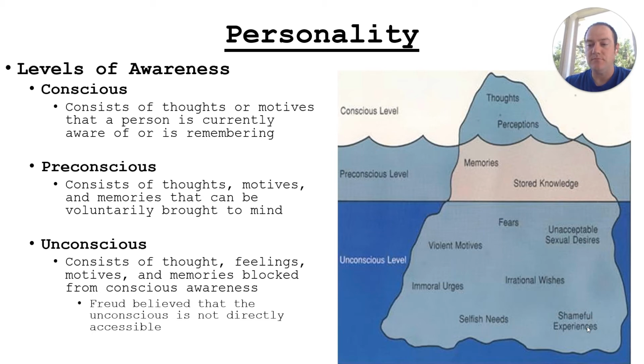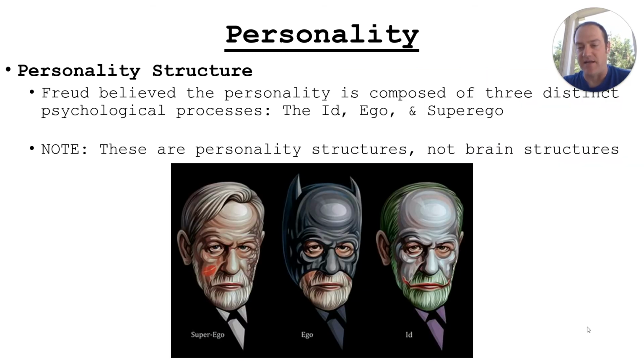So again, if you look at the image on the right, you look at all the violent motives we have, the fears, our unacceptable or taboo sexual desires, our immoral urges, irrational wishes, selfish needs, all those kind of things. He believed are below our conscious awareness, and we cannot access them unless we, again, get into some method of getting to the subconscious, which he believed really only existed through dreams or through very slight slip ups by the conscious mind.